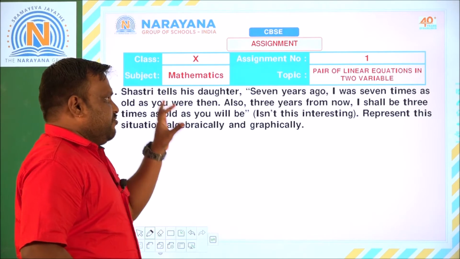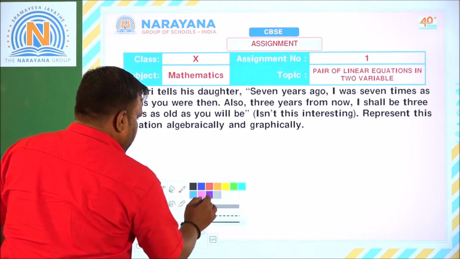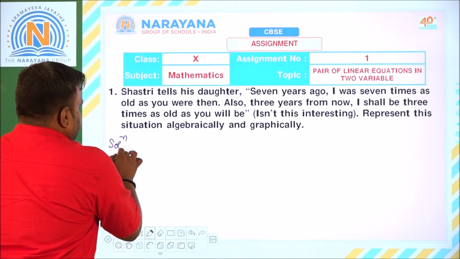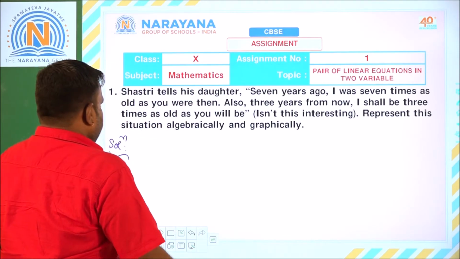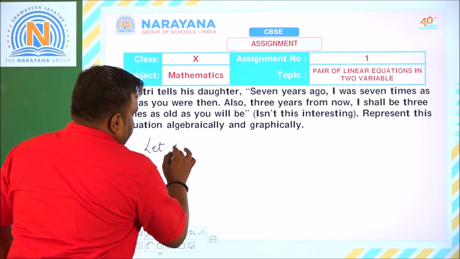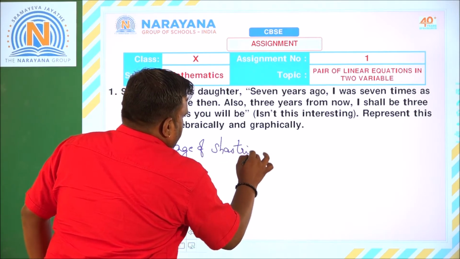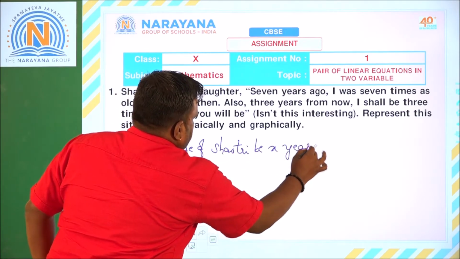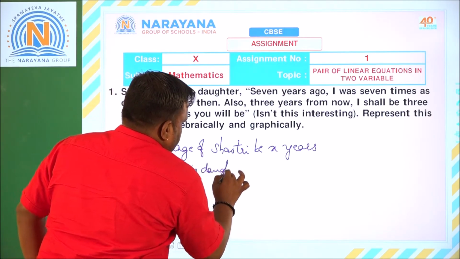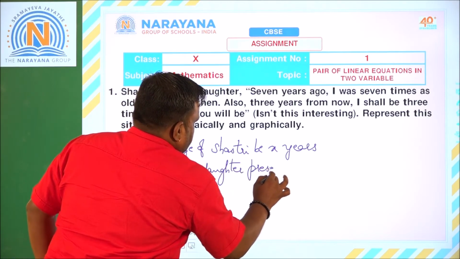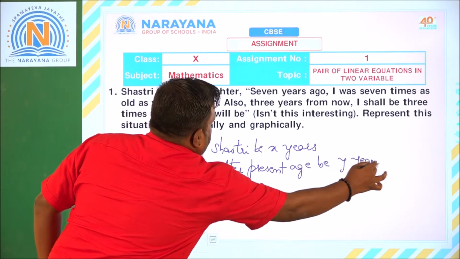So here we have to represent the situation algebraically as well as graphically. So let us start by first simplifying this part. Now first let us assume. Here we have two variables, the age of Shastri and his daughter. So let us suppose the present age of Shastri be x years and his daughter's present age be y years. So these are the two variables.